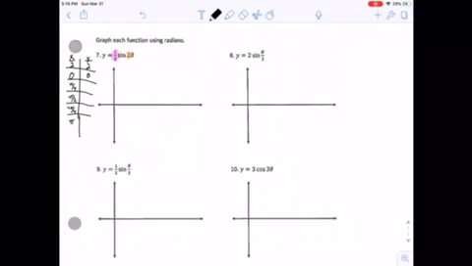0 times a half is 0. 1 times a half is a half. 0 times a half is 0. Negative 1 times a half is negative 1 half. And 0 divided by 2 is 0. So there it is. So now we just have to plot this.